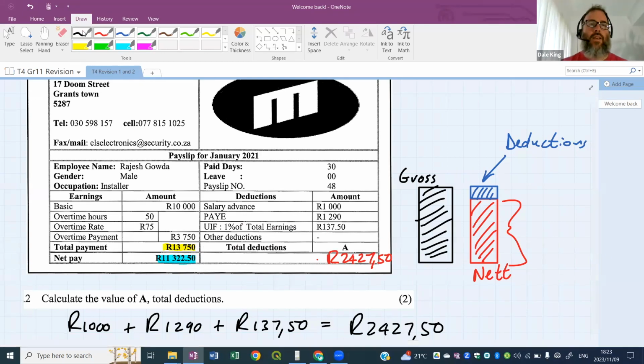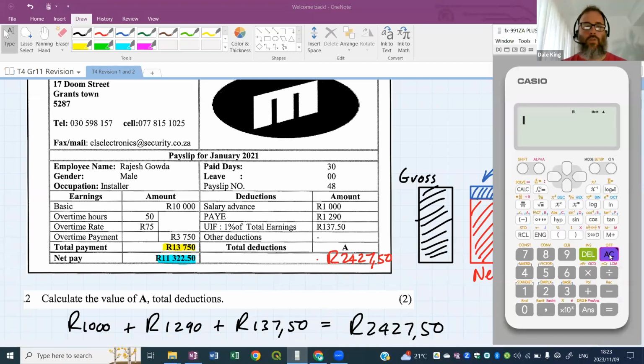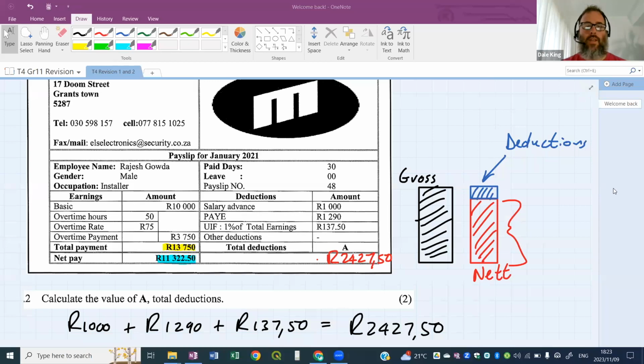All right, so net is your total after deductions. Okay, so net after deductions are taken off. Let's check that they've calculated it correctly. If this was my salary, I'd want to make sure. So 13,750, which is gross, minus deductions, which is 2,427.50, should give us net. There we go. Yeah, it's the same. All right. So gross minus deductions leaves you with net. Okay. Let's move on to the next question.